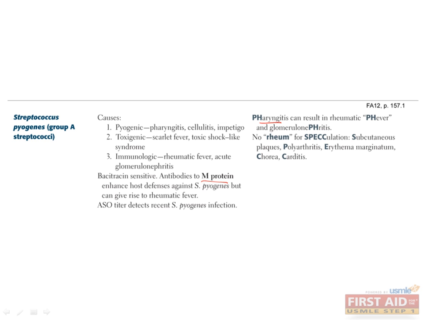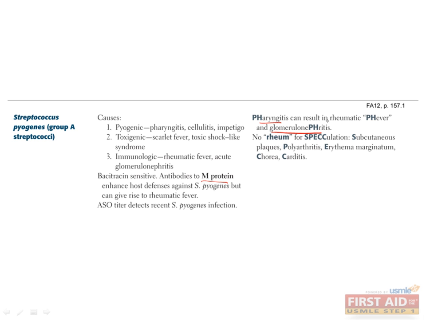Therefore, it is important to treat all cases of Group A strep pharyngitis, even if the patient no longer has any symptoms or discomfort from the infection, in order to prevent the possible development of rheumatic fever in the future. S. pyogenes is one of the few bacteria left that remain susceptible to penicillin.